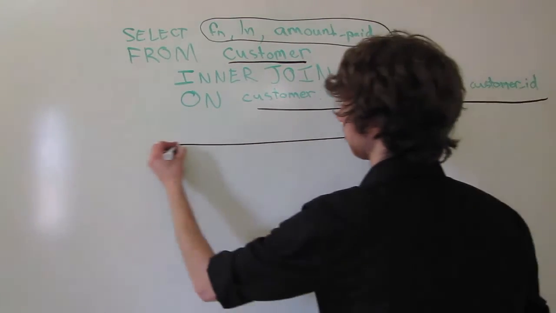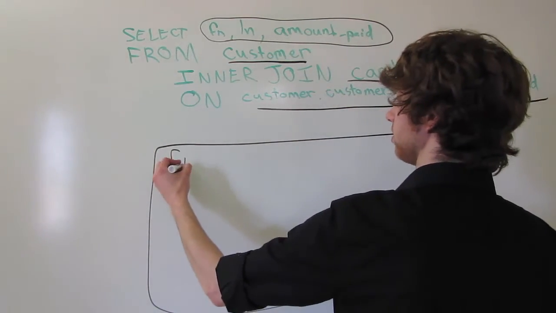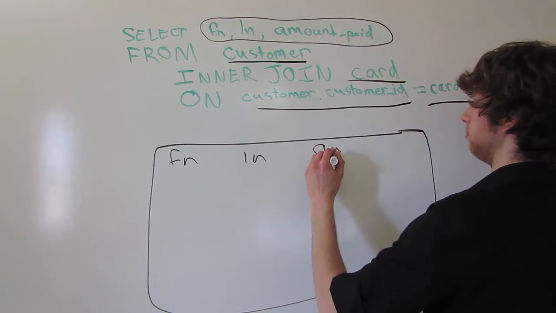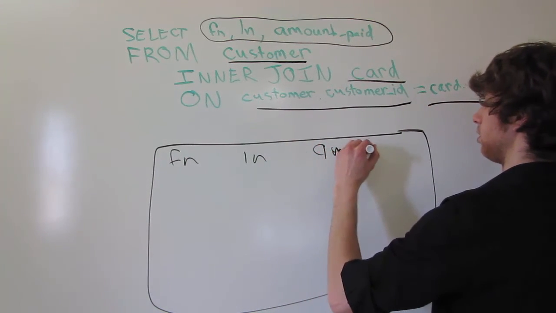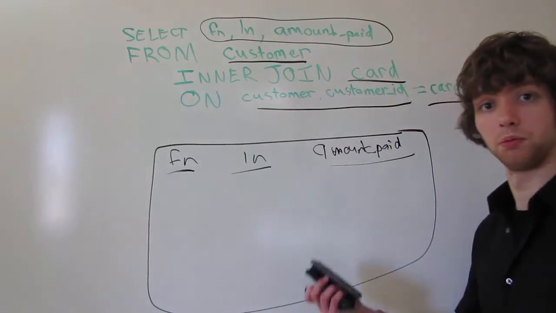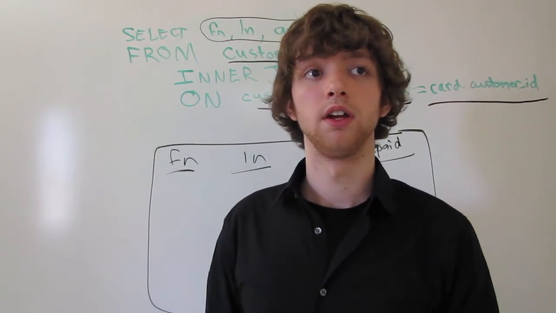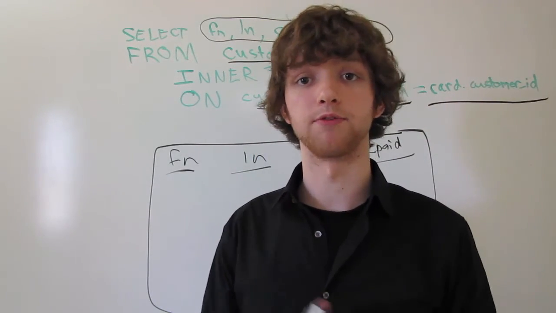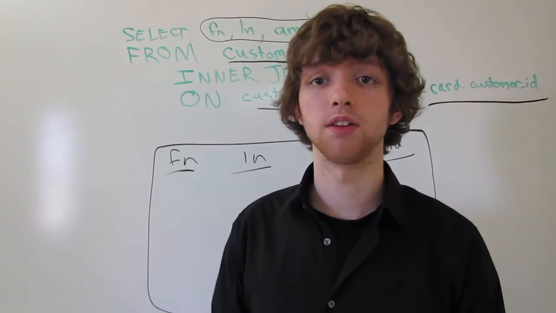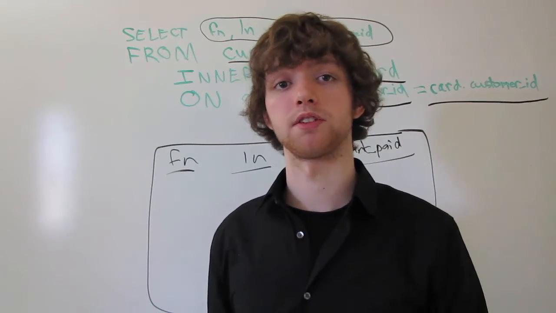So the end result would, of course, look like this. And you're going to have first name, last name, and then amount paid. There you go. So that is how an inner join works. The next thing we're going to be talking about is left joins and right joins and all the other cool kinds of joins. Main thing though, don't worry too much about the syntax if it's overwhelming. Just worry about the concept.